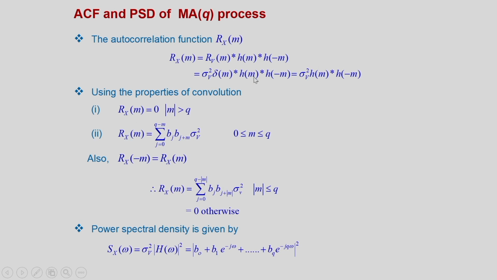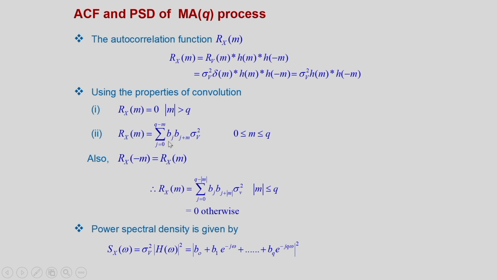Because I know the impulse responses are the b parameters, if we substitute those, this expression can be simplified to R_x[m] equal to summation j equal to 0 to q minus m of b_j b_(j plus m) sigma_v squared, for m lying between 0 and q. So, this is the expression for the autocorrelation function. And R_x[minus m] is equal to R_x[m]. This is the basic property of the autocorrelation function of a WSS signal.